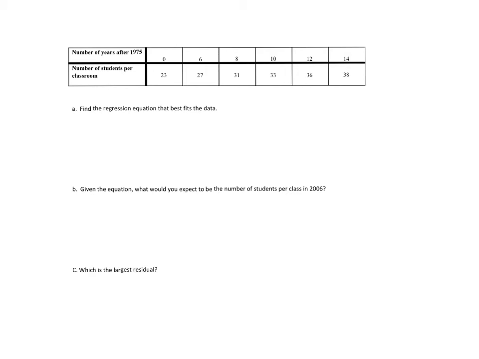So let's go ahead and look at another example. This one is about the number of years after 1975 and the number of students per classroom. We want to find the regression equation. Then we want to find the number of students in 2006 and the largest residual. So obviously the first thing I'm going to do is put all of this in my calculator. So go ahead and do that.